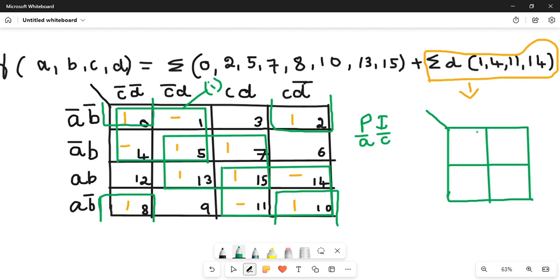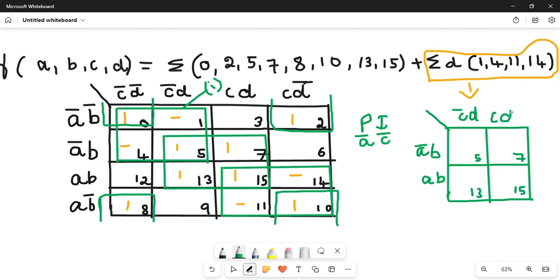Here you can see that the group is 5, 7, 13 and 15, correct? So it is nothing but your A bar B and AB, and it is nothing but your C bar D and CD, right?